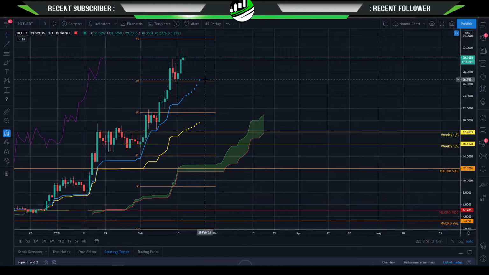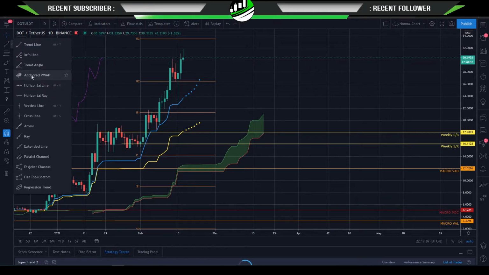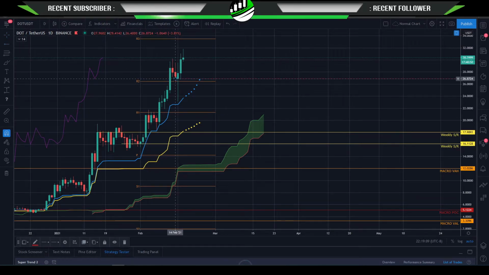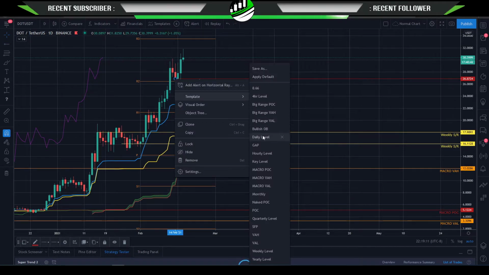And a level to the downside that I would want to pay attention to is this 26. I'll just draw it out for you, that way you can see it a little bit easier. It's this level. So this is a daily level.